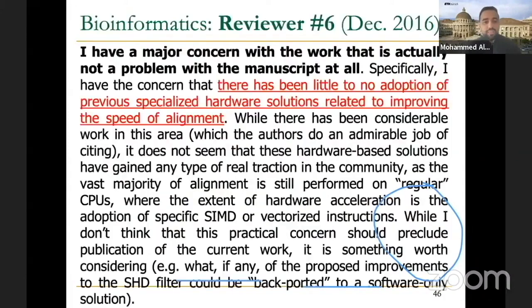Now, how about using this in real life, where should people use GateKeeper in real life? When we submitted the paper to the journal Bioinformatics, we got this review. They said, this is not a problem with the manuscript at all, but this is a major concern from the perspective of the reviewer. He said, there are other works that try to accelerate with FPGAs, but not pre-alignment filtering. There are other accelerations, such as sequence alignment, for example, accelerated for 20 or 30 years using FPGAs. And mostly these hardware accelerators had not been used until that time, 2016, for improving the speed of alignment.